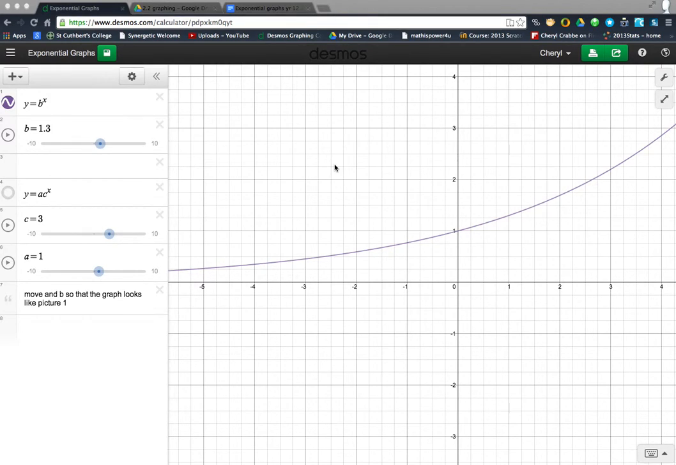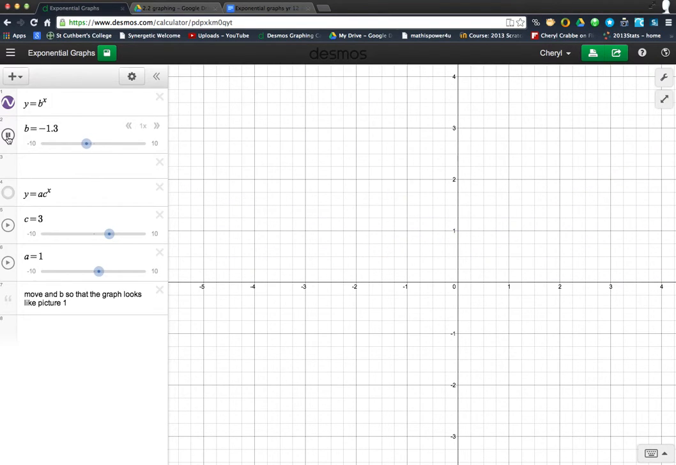Okay, we're going to take a look at exponential graphs now. We've done exponential functions, so they take this form, y is equal to b^x, where b is our base. We're going to take a look at what the graph does when we change b. So if I just play the slider, it does all kinds of crazy things.